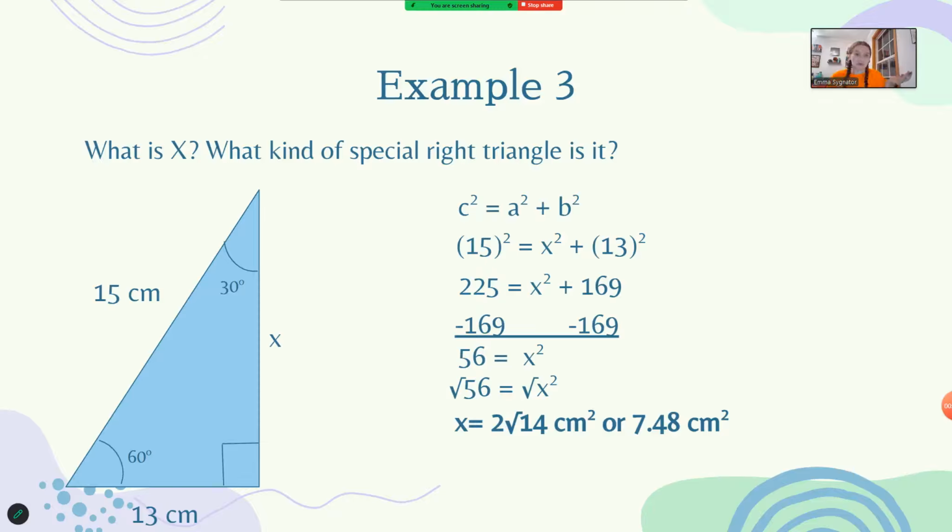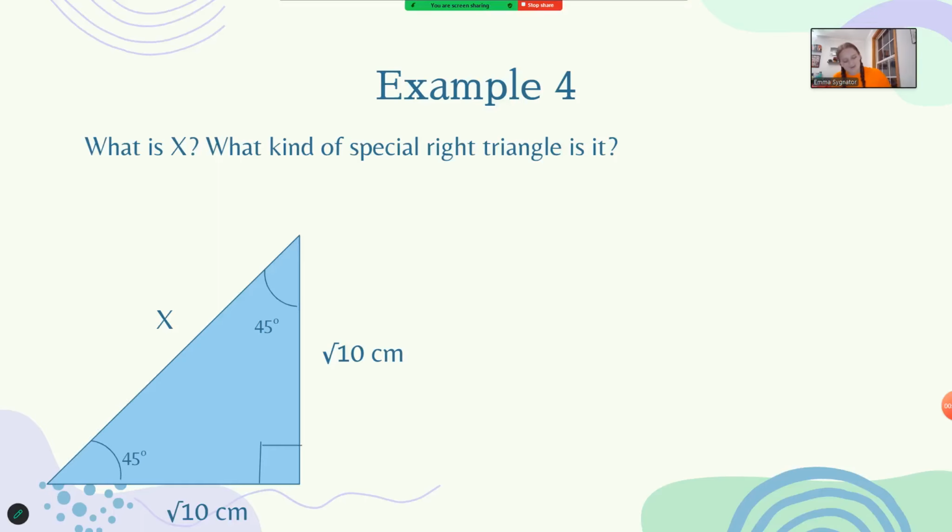And now, what type of special right triangle is this? We can look at the angles in the image, and I see the 30, 60, and 90 degrees, which tells me that it is a scalene right triangle. All right, now for the final example. I know it's kind of scary seeing the square root of 10 on the sides of a triangle, but don't worry. It is okay. It is doable.